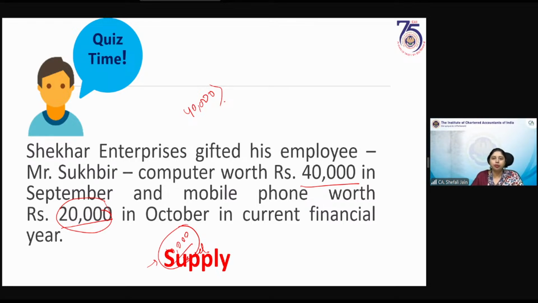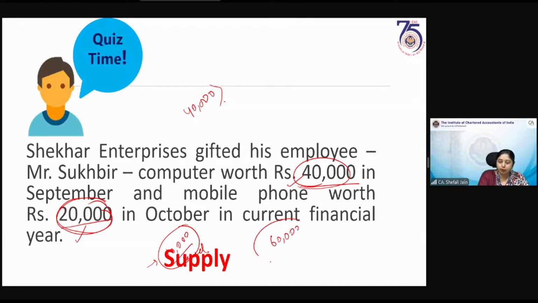Any supply of goods or services to a related person in course or furtherance of business is considered as supply, even if no consideration is charged. But there is a proviso which says that if you are giving a gift to an employee, then that will not be considered as supply if the value does not exceed rupees 50,000. Now here the value is exceeding rupees 50,000. Why? Because you have to take both the goods given in a year. He has been gifted 40,000 plus 20,000 in the financial year. So that makes it 60,000.